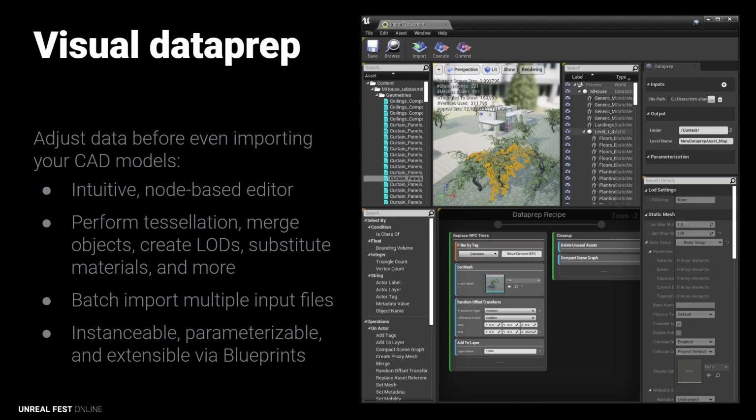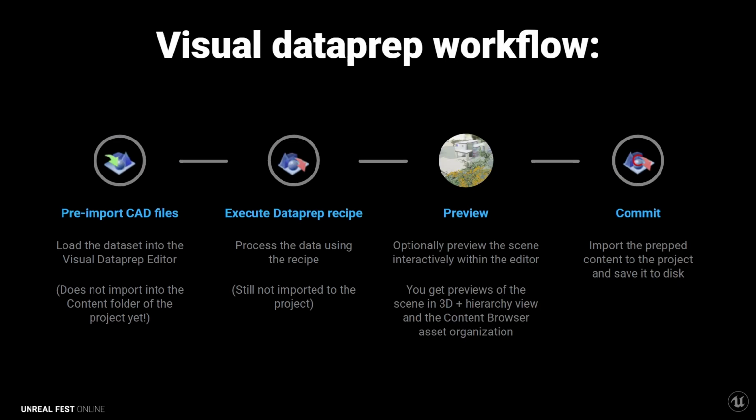So Visual Data Prep is a tool that lives in Unreal Engine, and it allows you to batch import CAD data from Datasmith or from CAD files. It lets you do things like tessellation, merging objects, creating LODs, creating collision, all of those things that you would normally have to do either manually or with a Python or Blueprint script, you can now do as part of the import process.